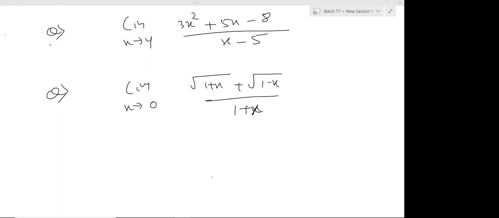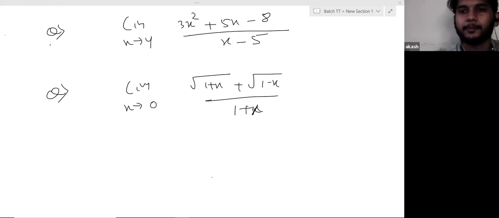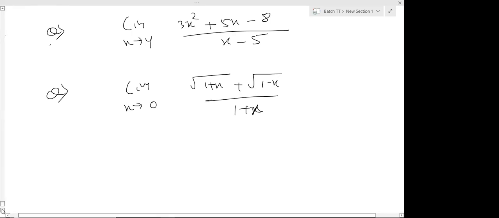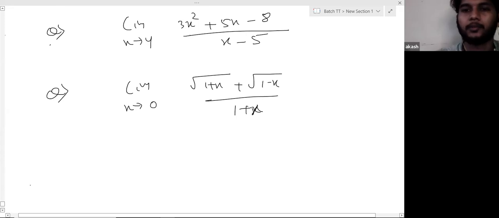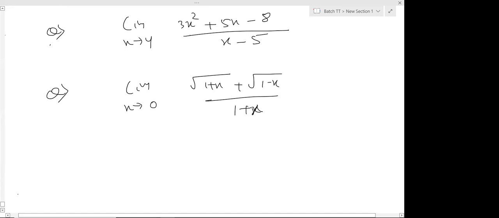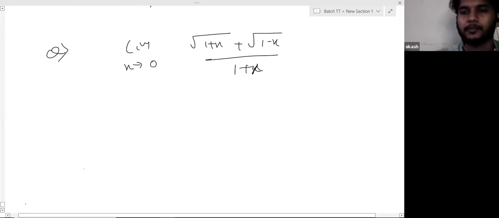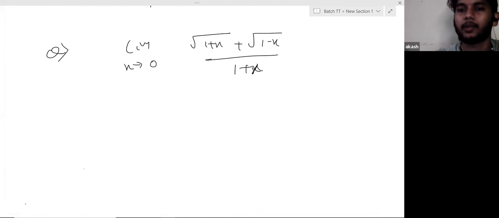All right, Sahel, Kinza, what is the answer here? 2 root 1. And what is the value of 2 root 1? 2. All right. So this is about direct substitution. Whenever you see a question of limit, always put the value of x and see what happens.